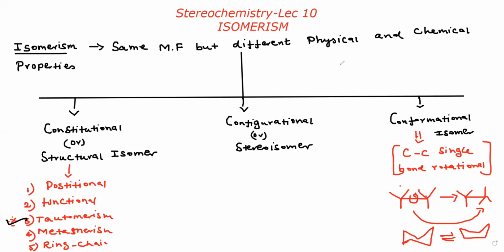Now, what is configurational isomerism? Two classes, very important. One is geometrical isomerism, and the next one is optical isomerism, very important. I will give the detailed explanation in the next slide.